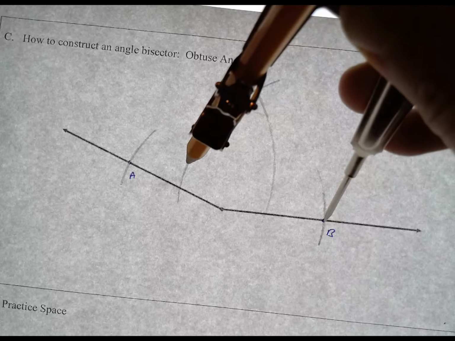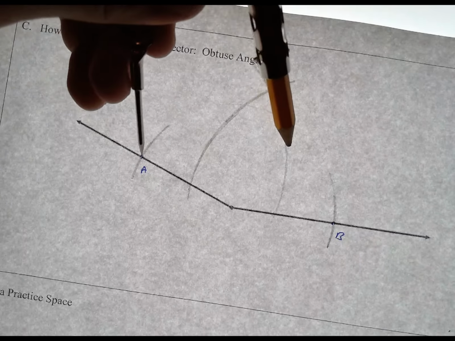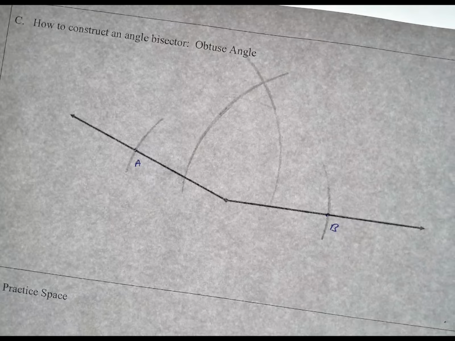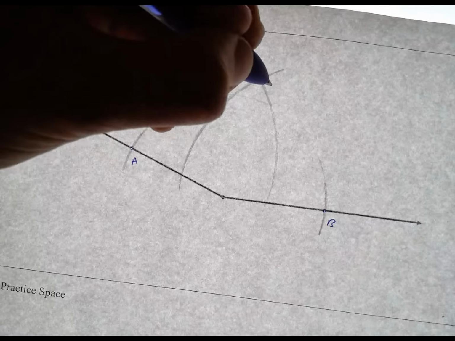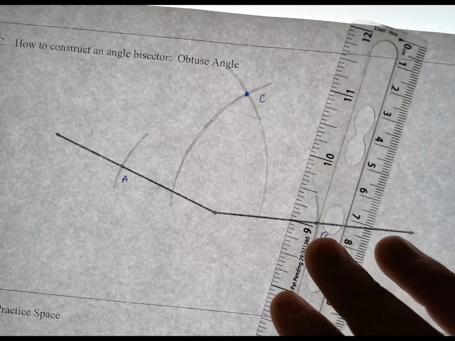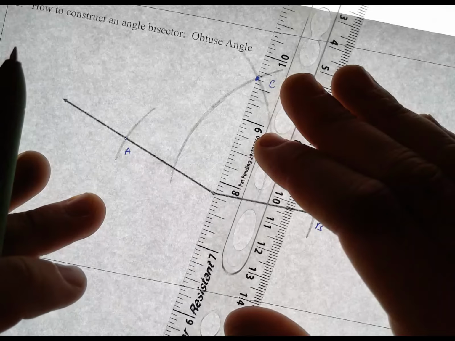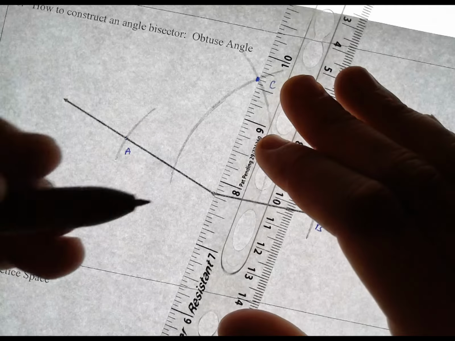So I had the same measurement from point B to that arc as I had from point A to its original arc. Where they intersect, I will call this point C, and that tells me how I get to bisect my angle. So right here is how I bisect my angle, from the vertex over to point C.